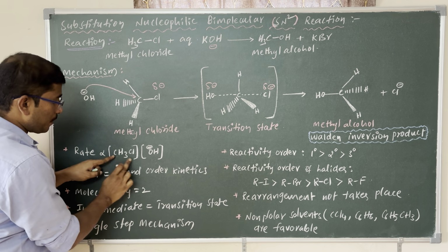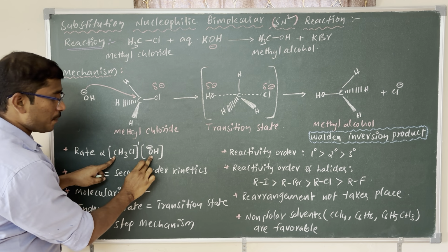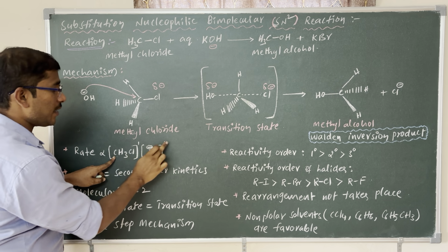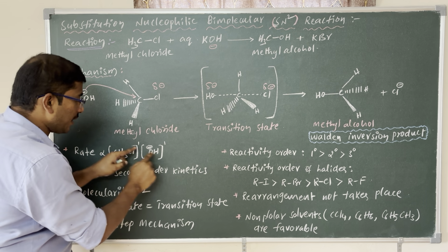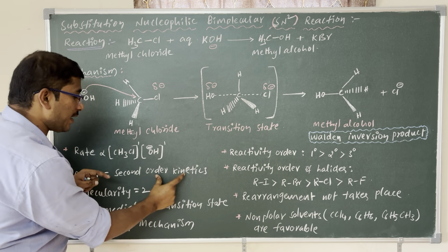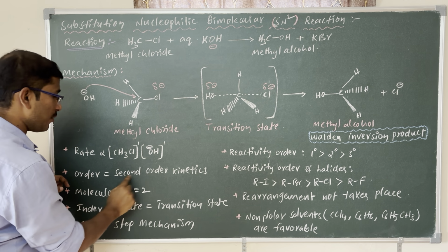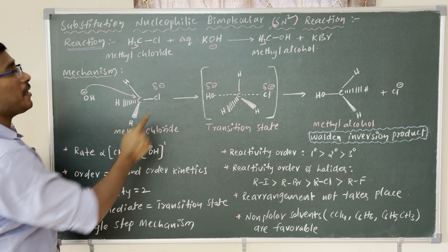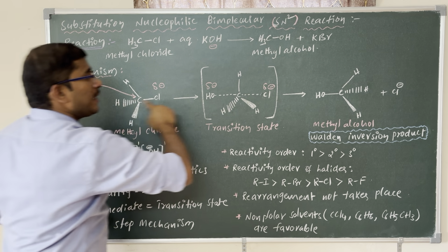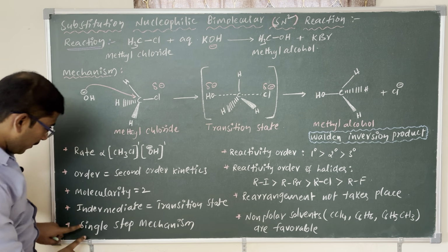Why? Because with respect to methyl chloride it is first order, and with respect to nucleophile it is first order. What is order? The sum of the powers of the concentrations of reactants. These two are reactants; we sum their powers and get the order. 1 plus 1 is equal to second order kinetics. Now, molecularity is equal to 2, that is a bimolecular reaction. Why? Because it is only one step, a single step mechanism, students.